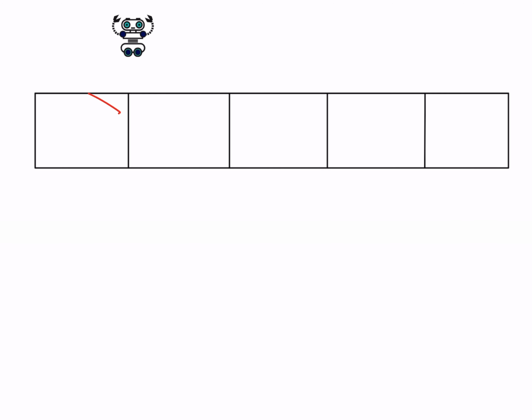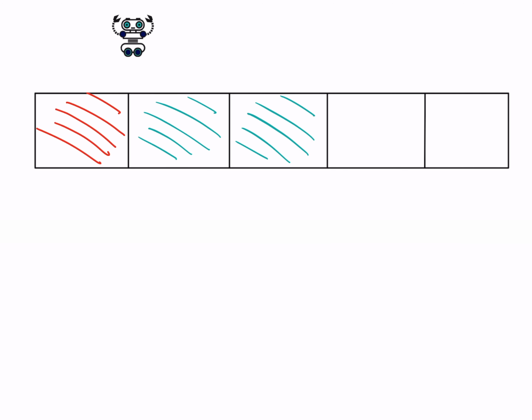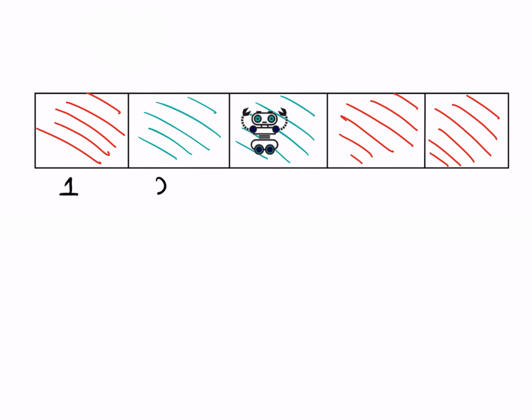So let's imagine that our self-driving car is moving across a painted wall 5 meters long. The first meter is painted red, the second and third are painted green, and the last two are painted red. We can think of this problem as a histogram filter with 5 bins. It means that the resolution will be 1 meter.